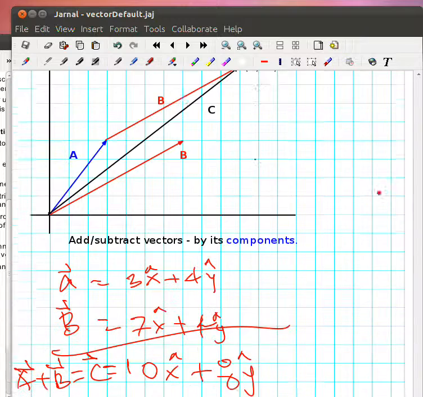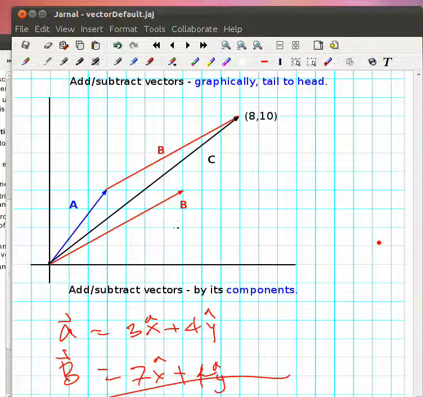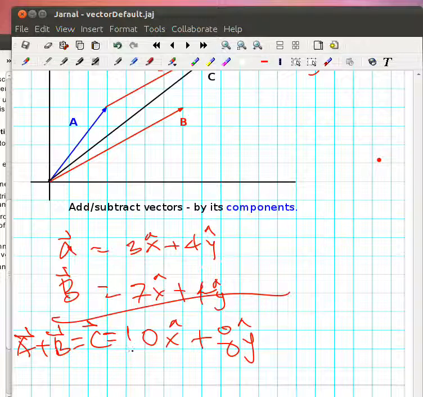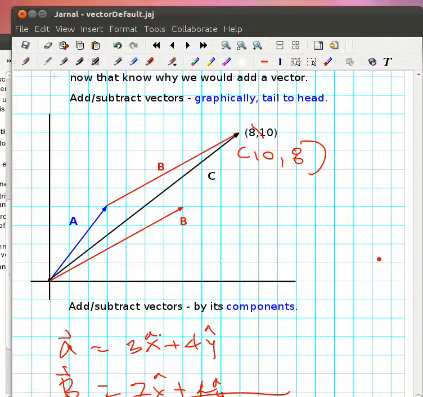Is this correct? No, that's wrong, because we count this up. X is going to be 1, 2, 3, 4, 5, 6, 7, 8, 9, 10. So this is wrong. This is actually supposed to be at 10 and 8, because x is at 10, y is at 8. And we can see that clearly from the component form here.